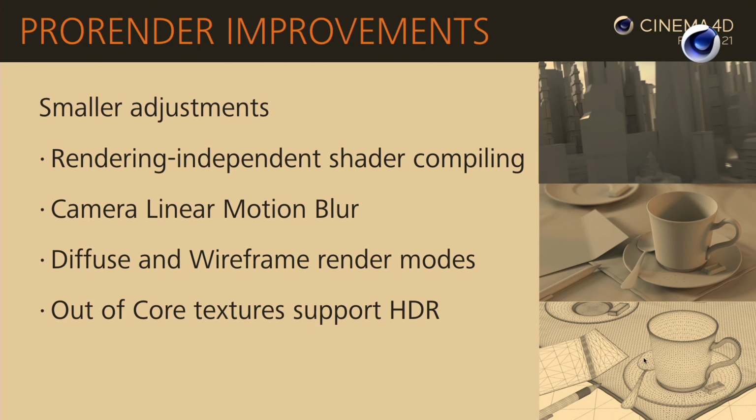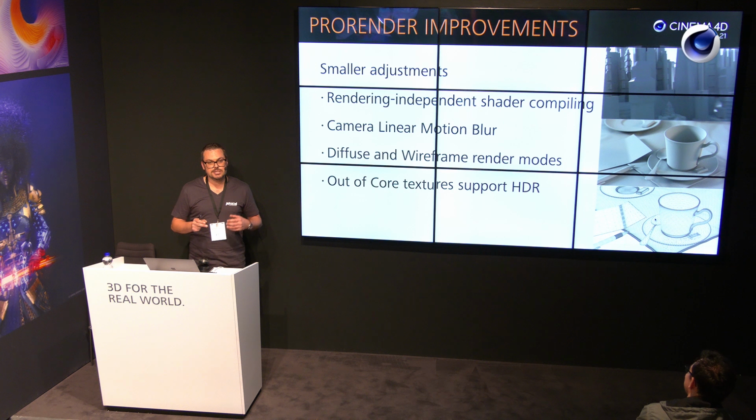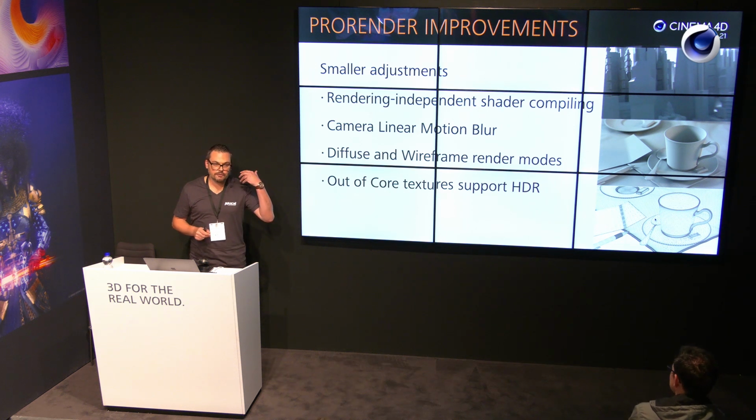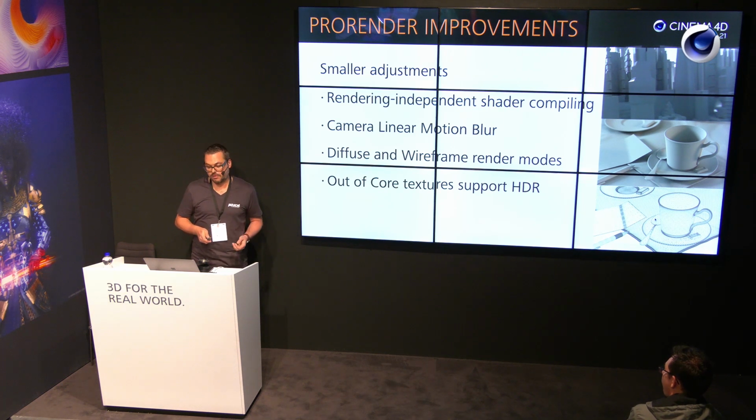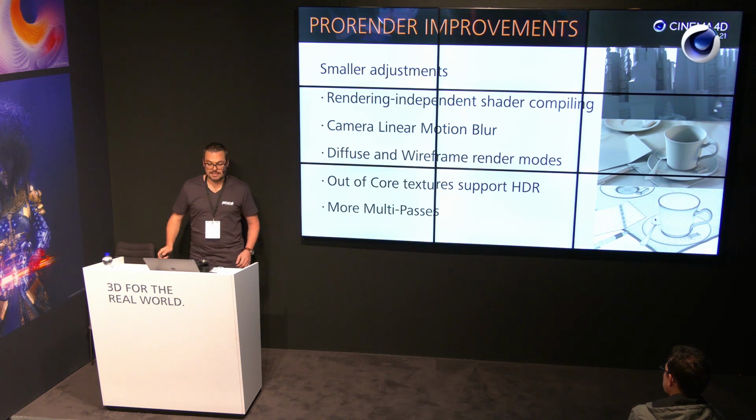Out-of-core texture support for HDR. If you work with GPU renderers, you know everything has to fit into the RAM. And with the last release, we took the textures out, so they no longer have to be in the RAM. So only geometry and HDRs. But HDRs as well can be very, very big. So now out-of-core texture support means that HDRs no longer have to be in the RAM, so you can put in bigger scenes and render them because bigger scenes fit into the RAM of your graphics card. And more multipasses.